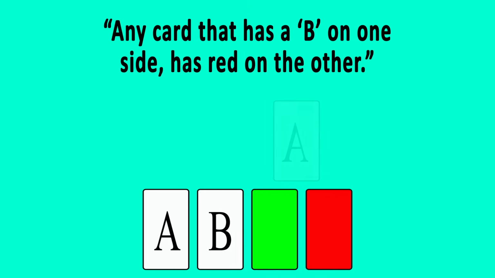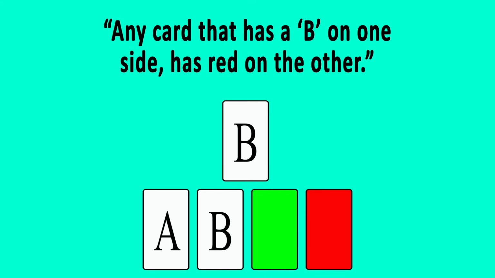But by flipping the green card, you have a chance to completely disprove my rule, because it's a false result. If you flip the green card and it has a B on the other side, you've now disproven my rule, because B is only supposed to go with red.